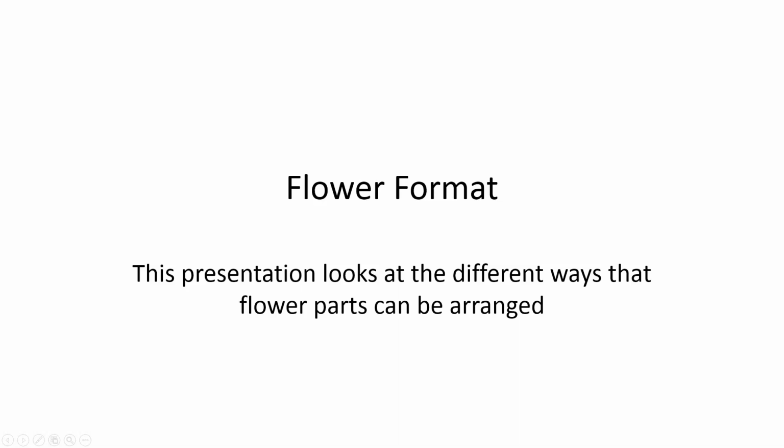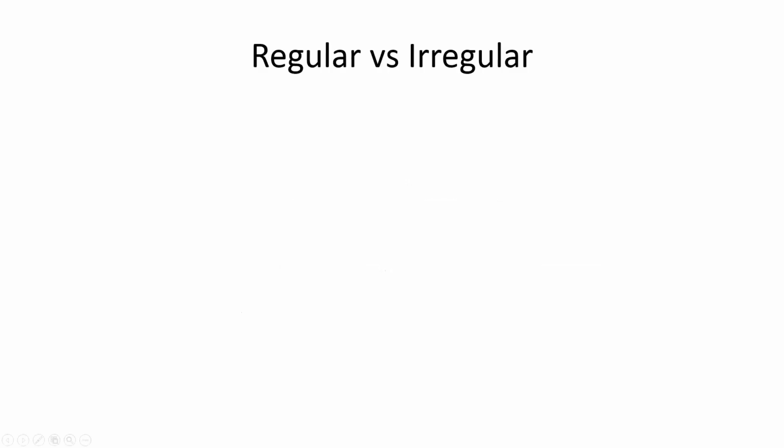This video is going to look at the different ways that flower parts can be arranged and what that means. So we're going to look at some of the vocabulary associated with this. One of the principal terms we start out with in a lot of biological systems is whether something is regular or irregular. There are many different ways of looking at this.